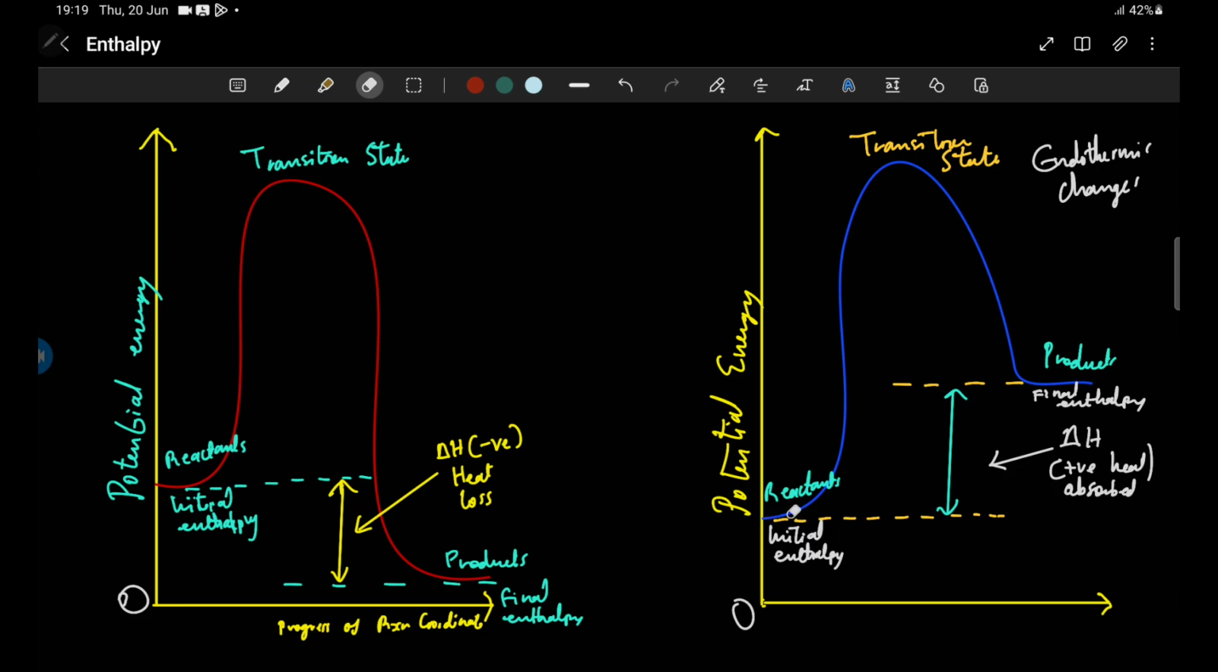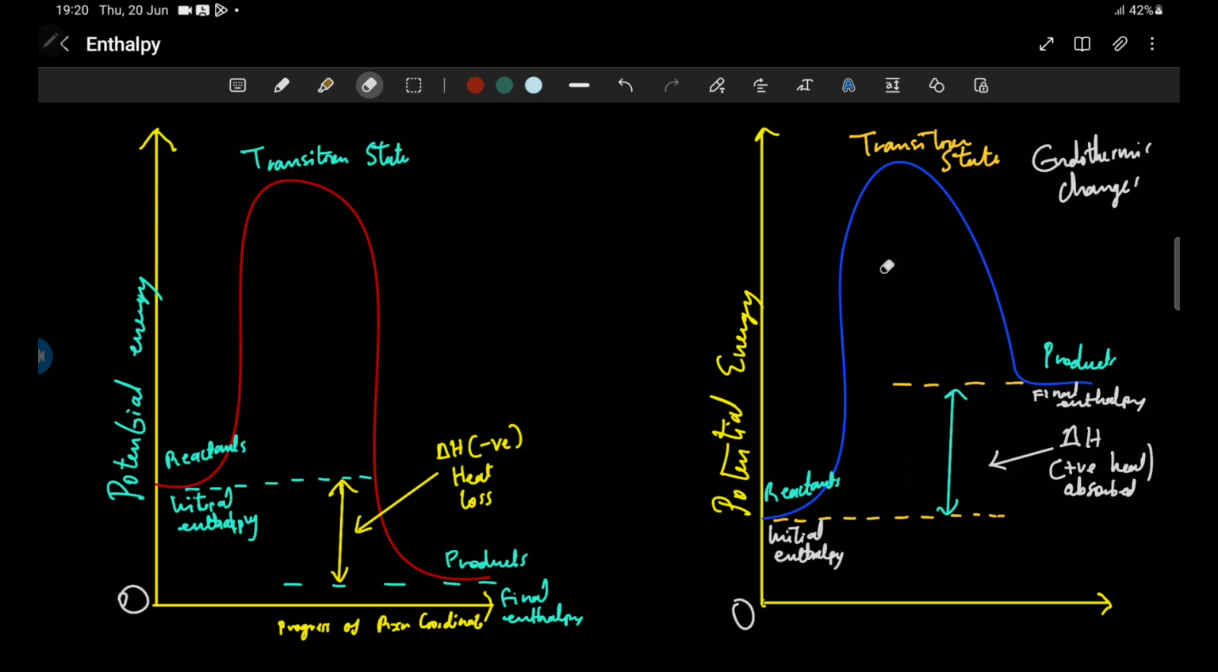This is the energy level of the reactants, and then the energy level increases where you have collisions, successful collisions, and then you have the transition state. The transition state here, this is where the reactants change to the product. That transition state here is also called the activated complex. And then the amount of energy required to move from this point, the initial enthalpy, up here, that is referred to as the activation energy.